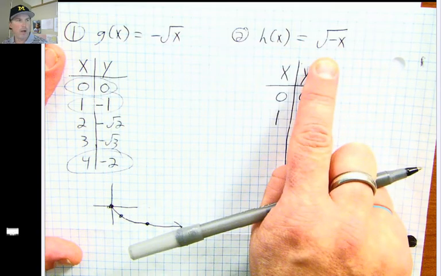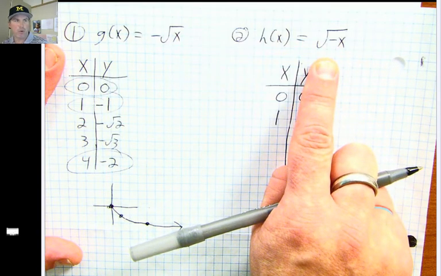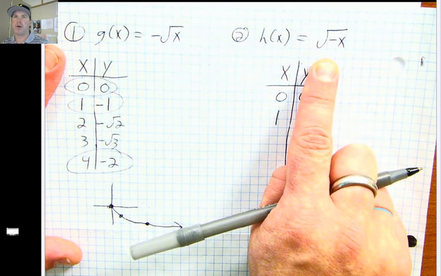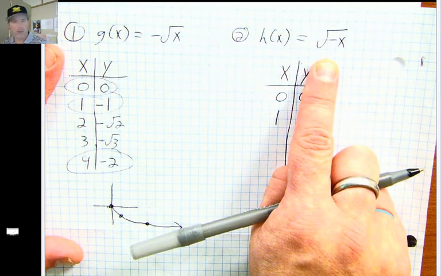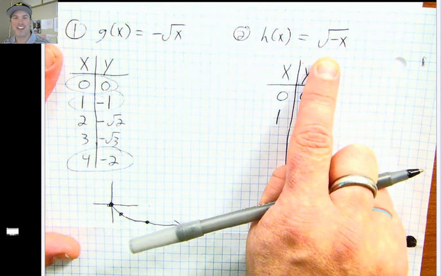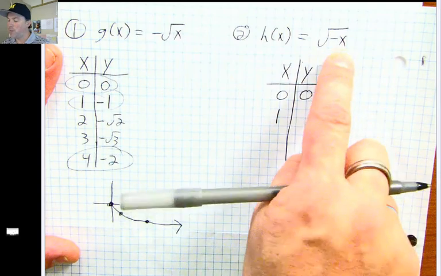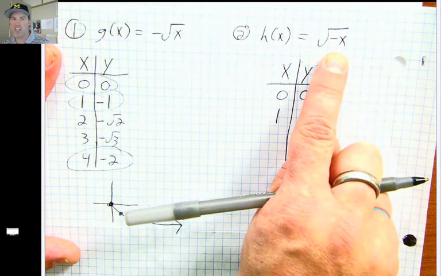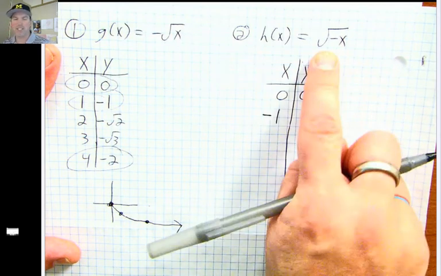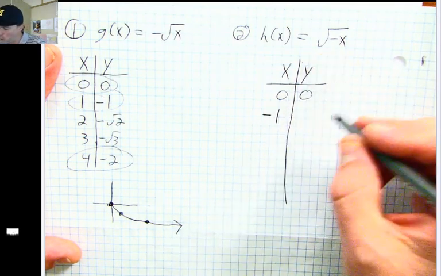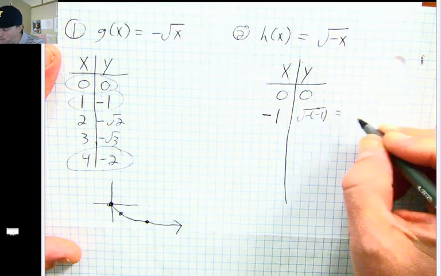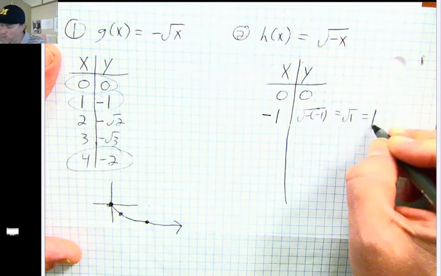If I plug 1 into this equation, the square root of negative 1, we can't do the square root of a negative number, so we're stuck. Or are we? We're not stuck. You just need to think, what numbers would allow me to actually take the square root of this number? And that would be negatives. The square root of negative 1 is simply the square root of 1, which is equal to 1.